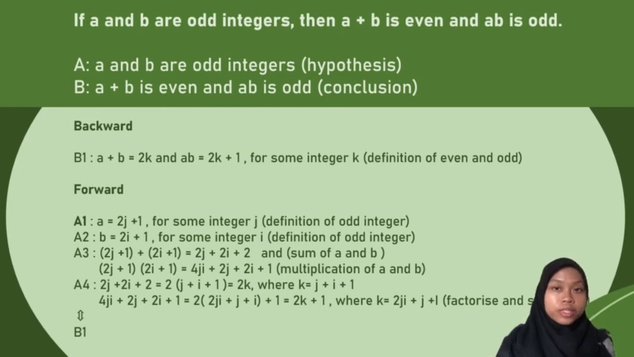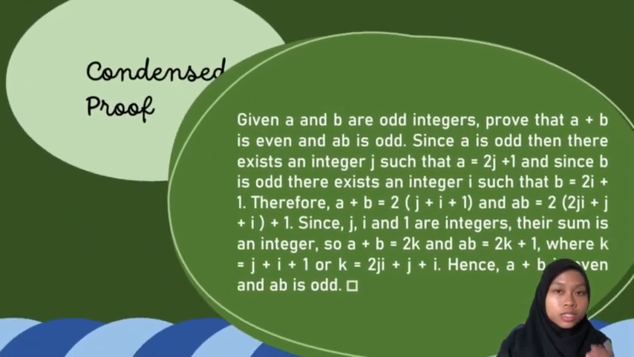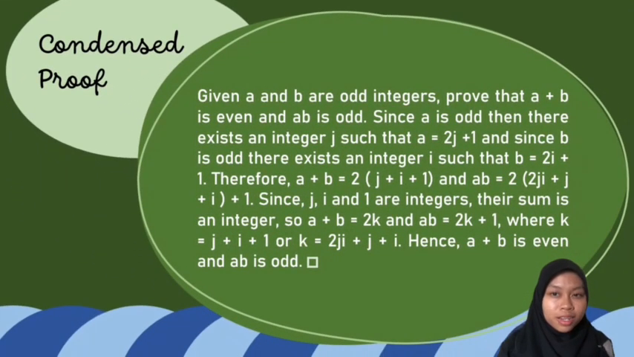We are not yet finished. We still have to write the condensed proof. The condensed proof is just our explanation of our work using mathematical language. So, the condensed proof for this question should look something like this.